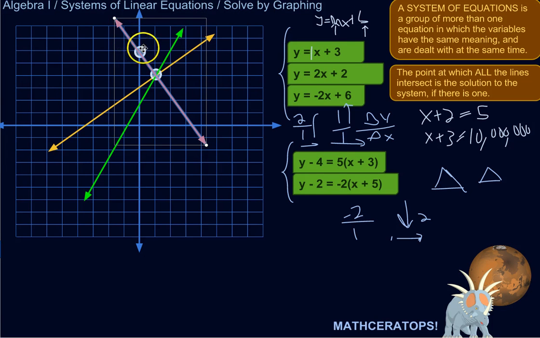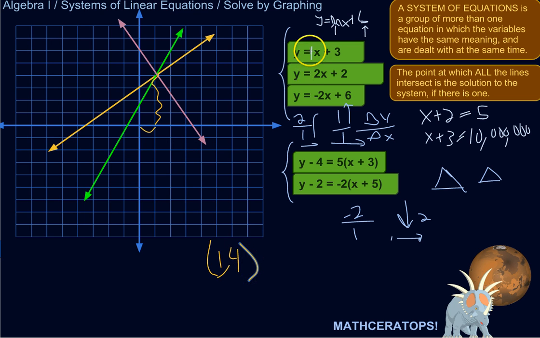You just adjust it. Yeah, you know, that's pretty close. It's pretty good. Okay, so looks like the solution to this system is at this point. So what is that? So x is 1 and y is 1, 2, 3, 4. Y is 4. So the solution to this system of equations is x equals 1 and y equals 4. That's the value of x and y.